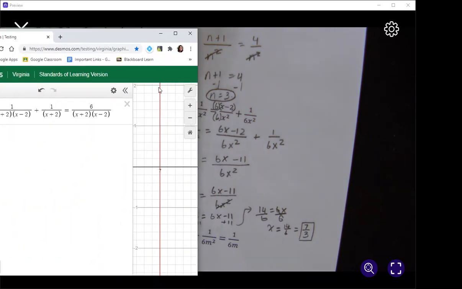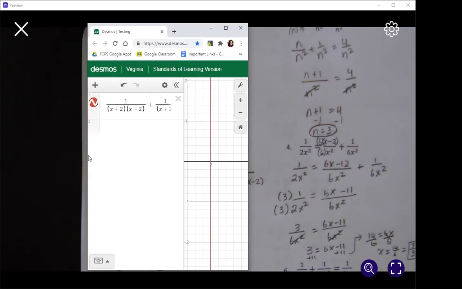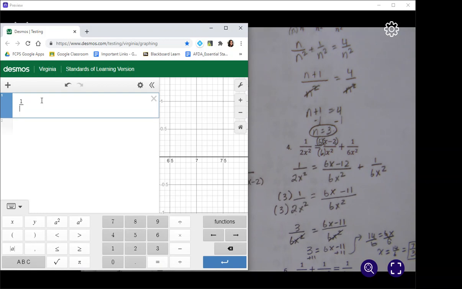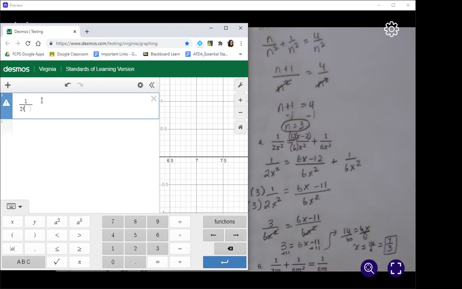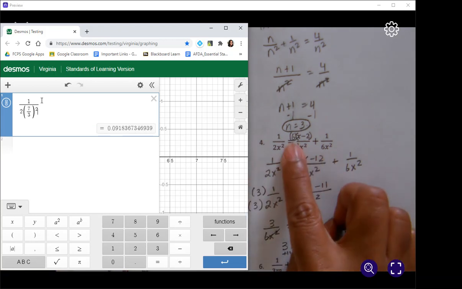I'm going to do this part in Desmos. So we have here the left side, which is 1 over 2x, so 1 over 2. Sometimes when I'm plugging something in for x, I know that I have to put it in parentheses, especially if there's a square at the top. So make sure to put that part in parentheses. Anyway, I'm checking if it's 7 over 3, and then that is being squared. So that's my left side. Now let me check my right hand side.